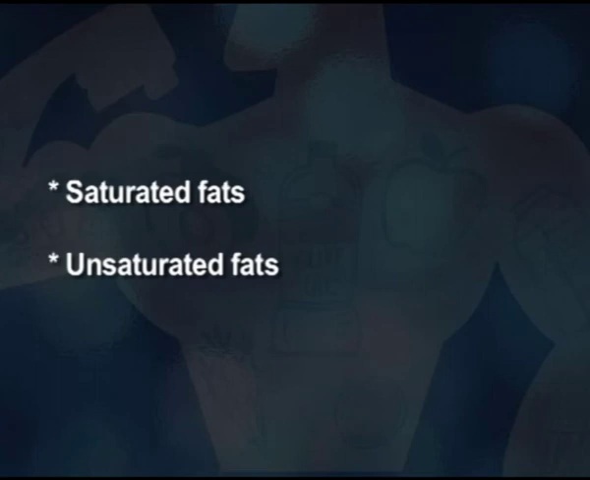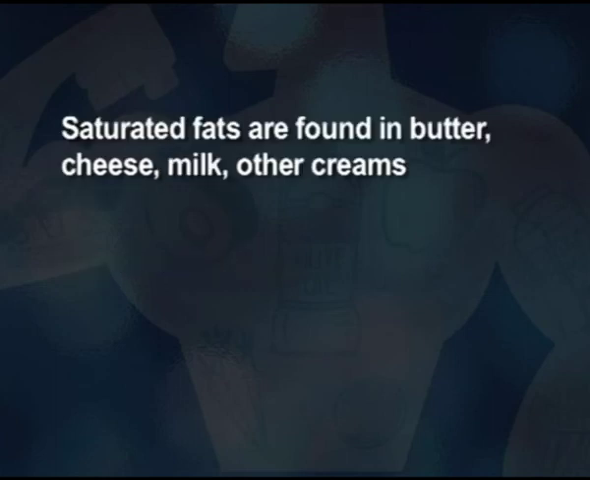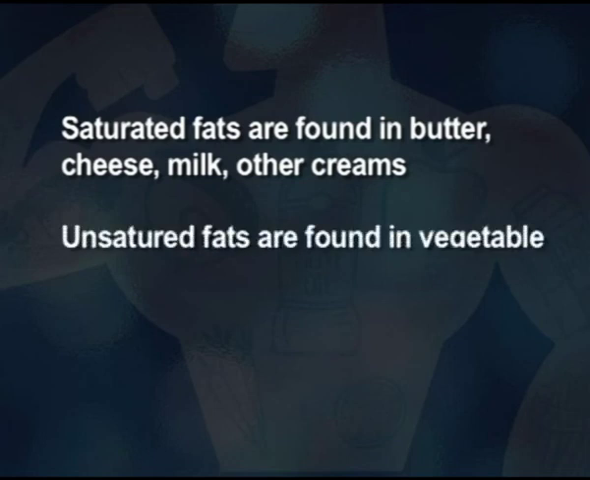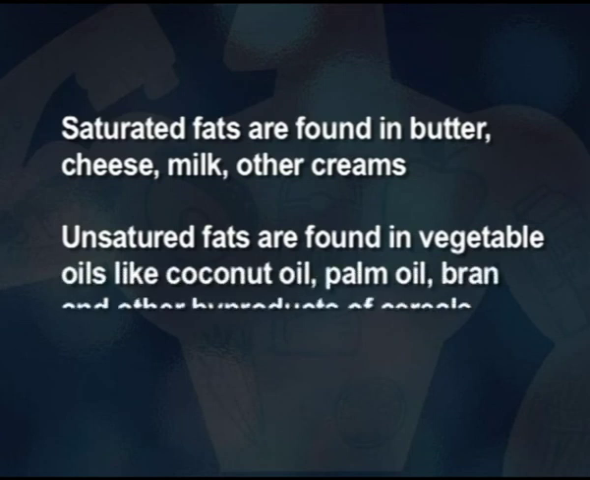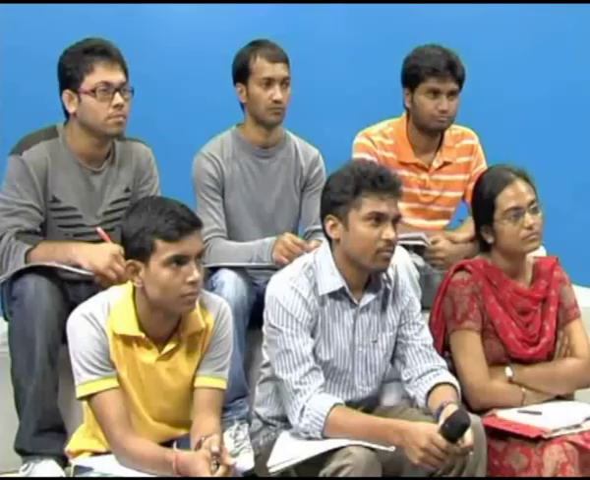So, fats which are found in nature are of two types, saturated and unsaturated fats. Both are needed for the body. Saturated fats are found in butter, cheese, milk, other creams. Unsaturated fats are found in vegetable oils, like coconut oil, palm oil, bran and other byproducts of cereals. We have to remember that both sources of fat, whether saturated or unsaturated, are required to maintain the bodily functions and to maintain the integrity of the tissues.